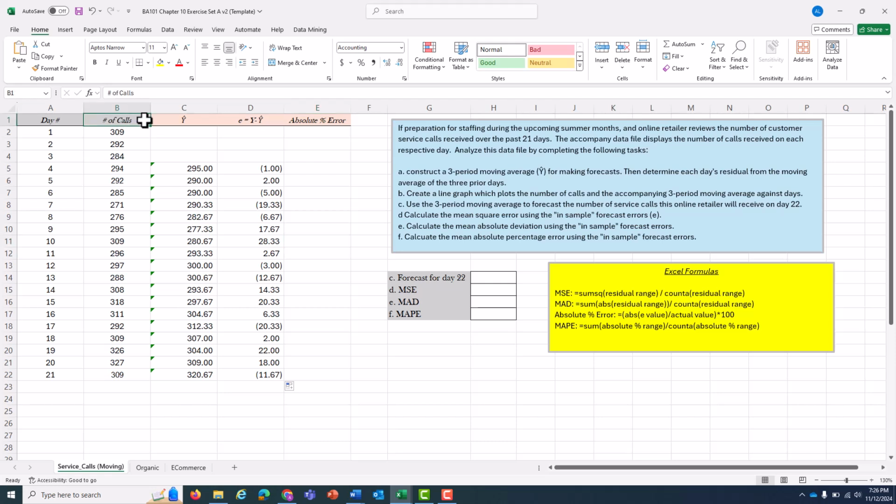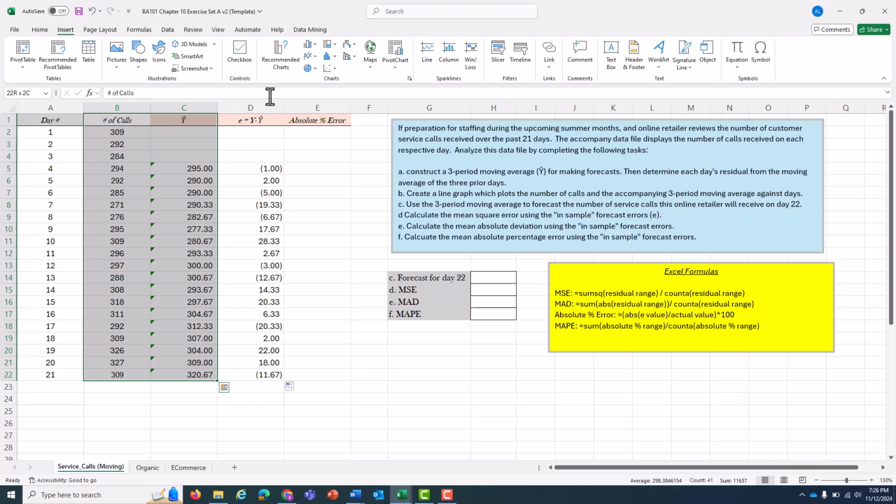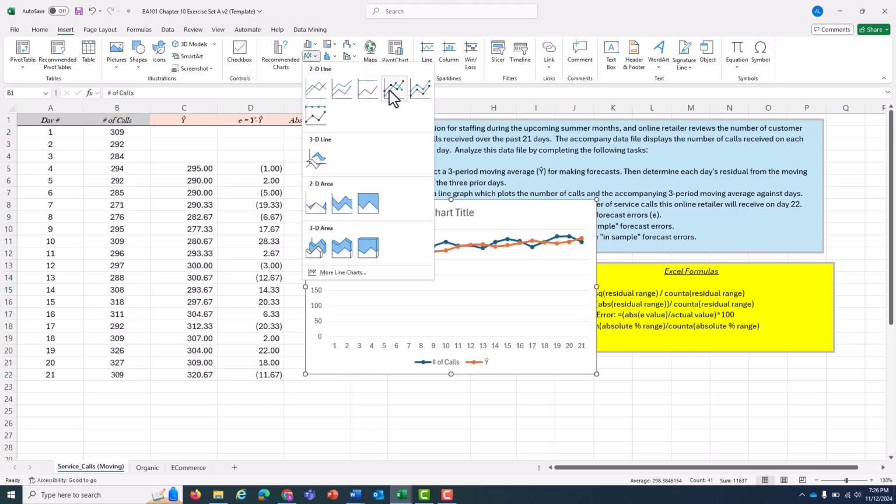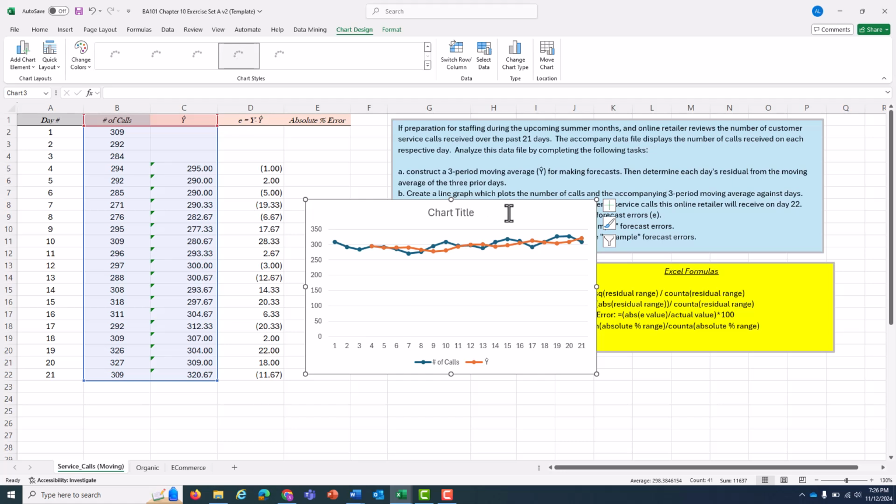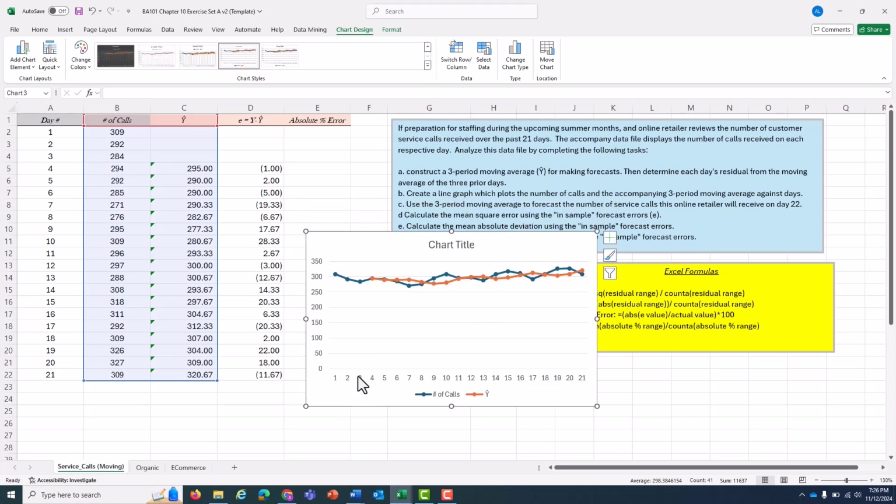And I can go through and highlight all that information. I know I want X to be the number of calls that we actually had and Y to be our predicted value. And we're going to have days be the overall total. So I'm going to highlight everything here, and I'm going to insert a line graph, and I'm going to pick this one, and there's the return that I get. Our x-axis is the number of days, and I have both of those figures on my y-axis. Call the chart title the number of calls v our moving average.